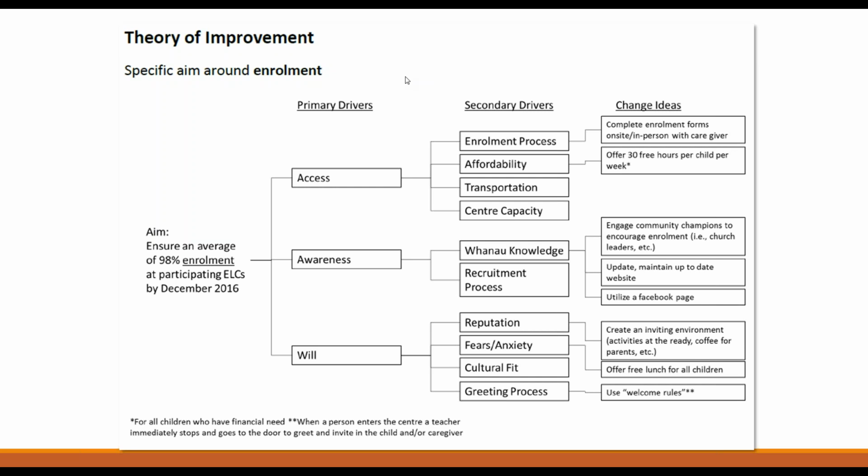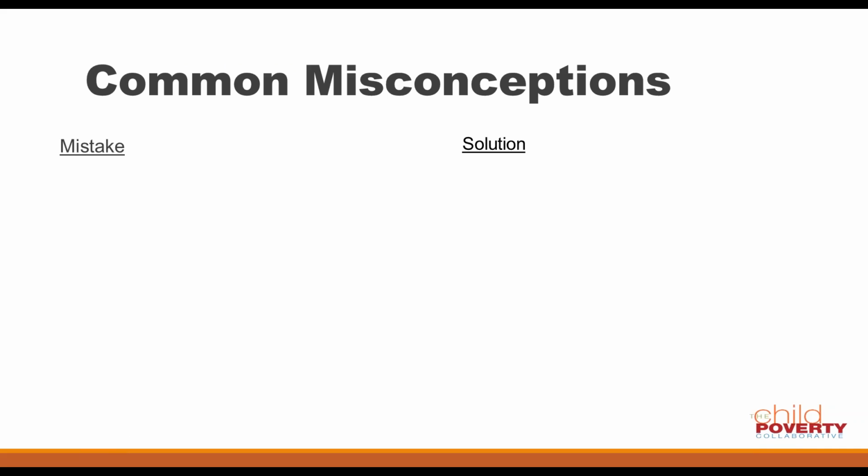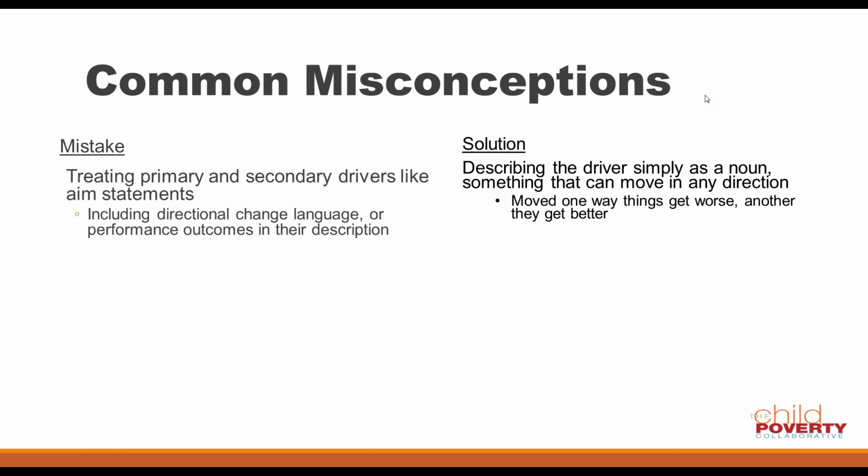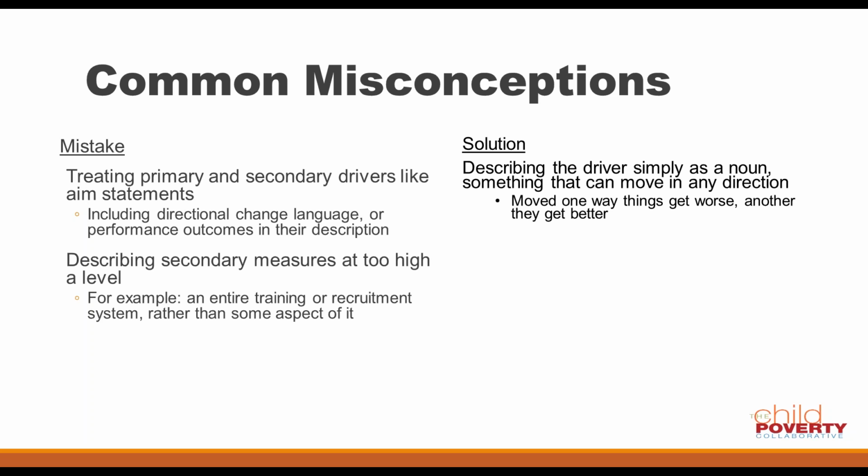And if we click forward one more slide, we had several misconceptions that we addressed when we talked about these previously, mistakes that are common when teams are first getting started. If we click through on this, we see treating primary and secondary drivers like aim statements. I think the solution here is to describe the driver simply as a noun, as something that can move in any direction. And I think most of you did a great job on that, as we'll see in just a moment when we look at a few examples.